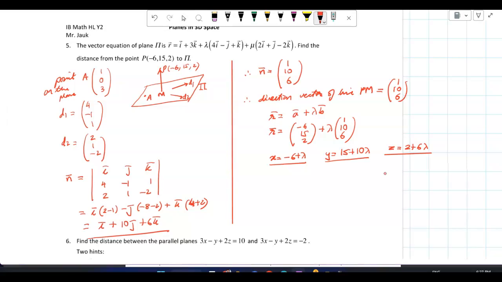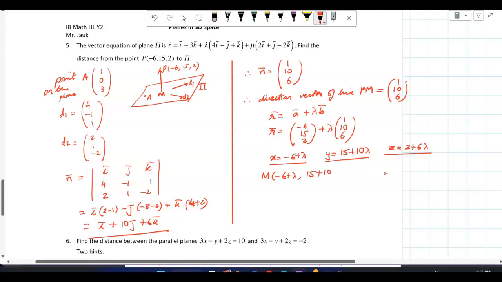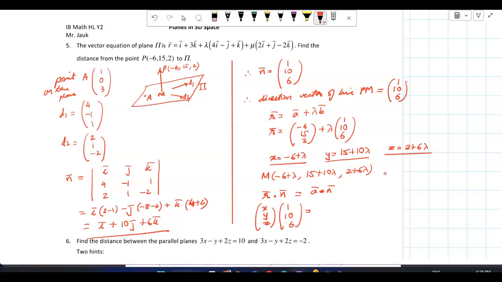So this is your M coordinates: minus 6 plus lambda, 15 plus 10 lambda, correct? And 2 plus 6 lambda. Now let's find the equation of the plane in Cartesian form. Okay, that's what I've done. Yeah, that's what you have done correctly. So R dot N, which we require, R dot N is equal to A dot N. So R is your X, Y, Z. Normal vector is 1, 10, 6. A is any known point on the plane. So your point A on the plane is 1, 0, 3. Correct? And therefore your point on the plane is A.